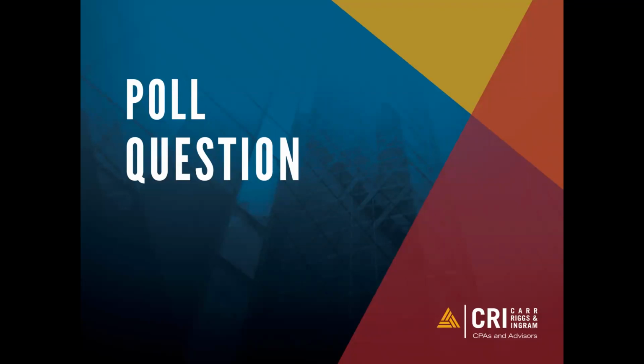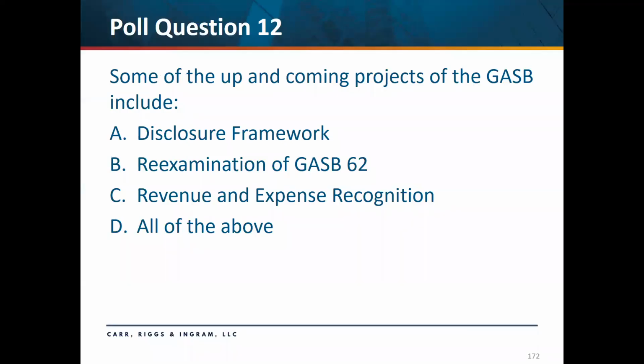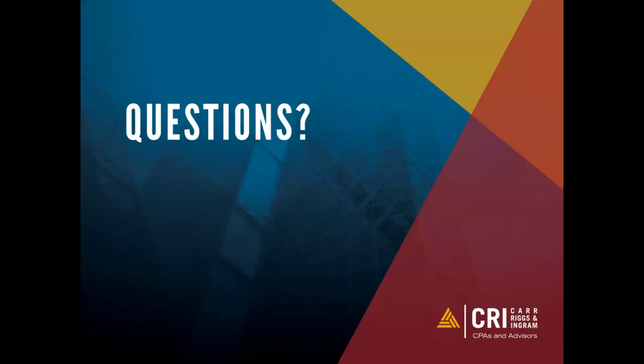Last poll question here. Well done, AJ. That was a lot of stuff, very well covered very quickly. So let me read out the final polling question. Everyone make sure you get your answers in to get your credit. The question is, some of the up and coming projects of the GASB include framework disclosure, re-examination of GASB 62, revenue and expense recognition, or all of the above. So please go ahead, get your answers in, get your credit.